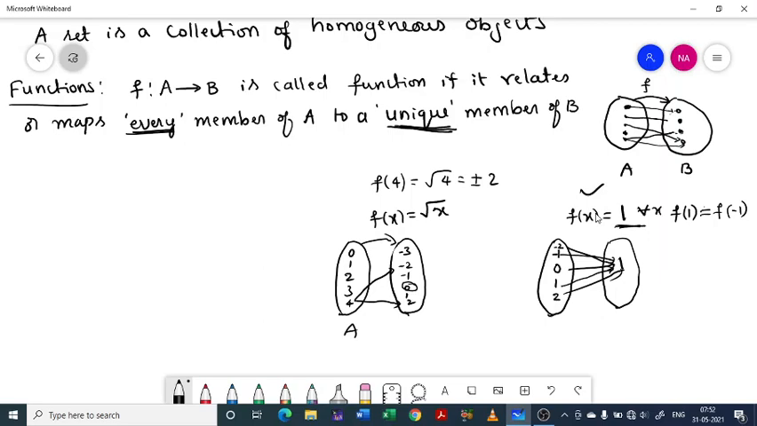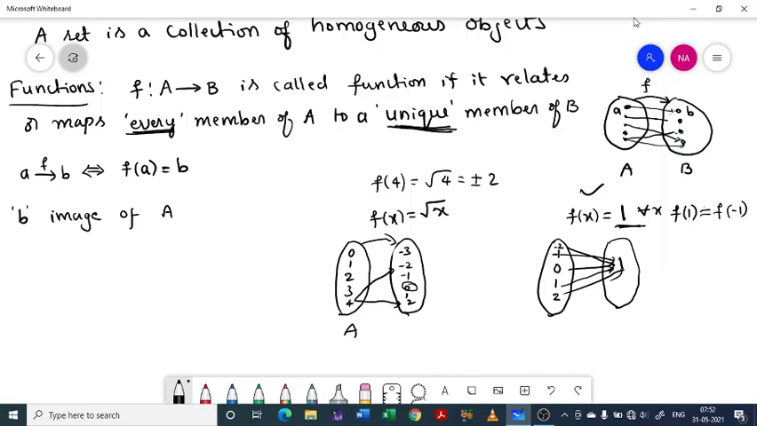Suppose this is A and this is B. Then what is happening there? A is mapped to B under F. We mathematically write this as f of A equal to B. So B is called the image of A.